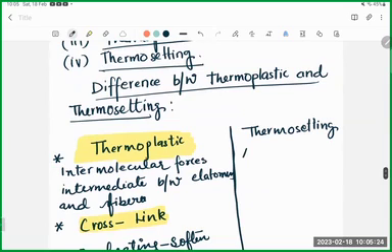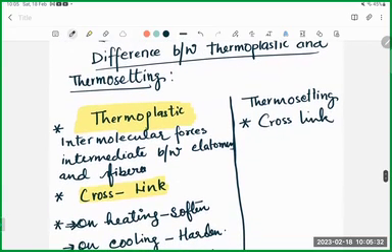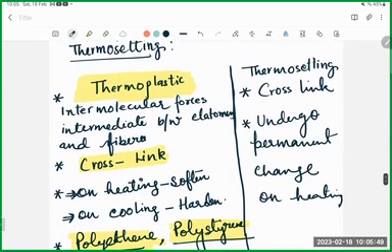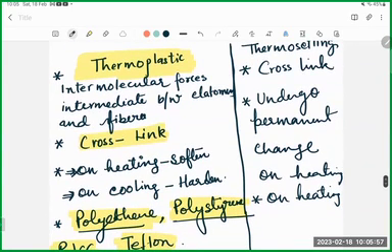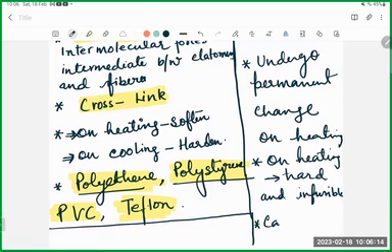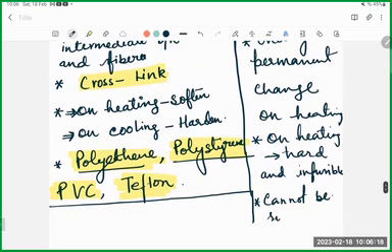Thermosetting polymers are also having the same cross link molecules. They are also made up of that, but they undergo permanent change. So we can say they undergo permanent change on heating. Okay. And what they become if you heat? On heating, they become hard and infusible, right? And their most important is they cannot be softened again. This is a major difference between thermoplastic and thermosetting.